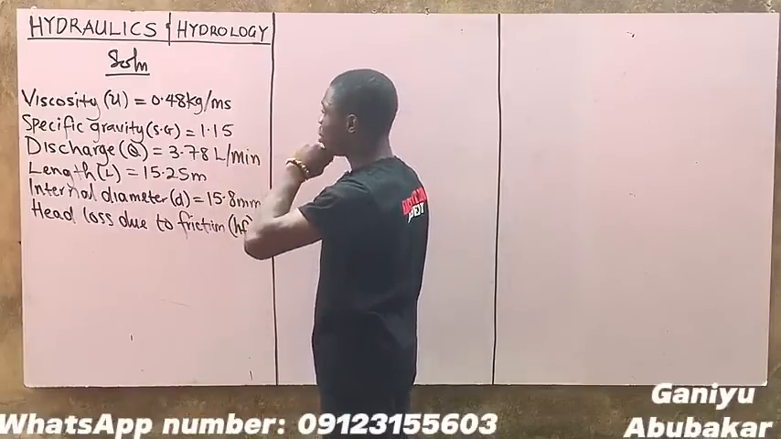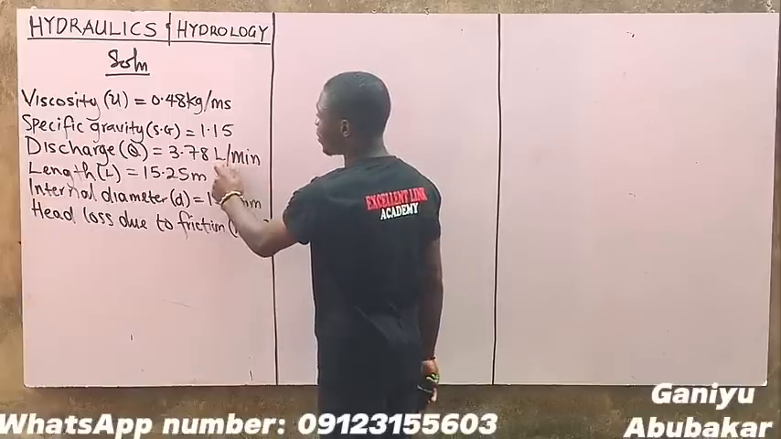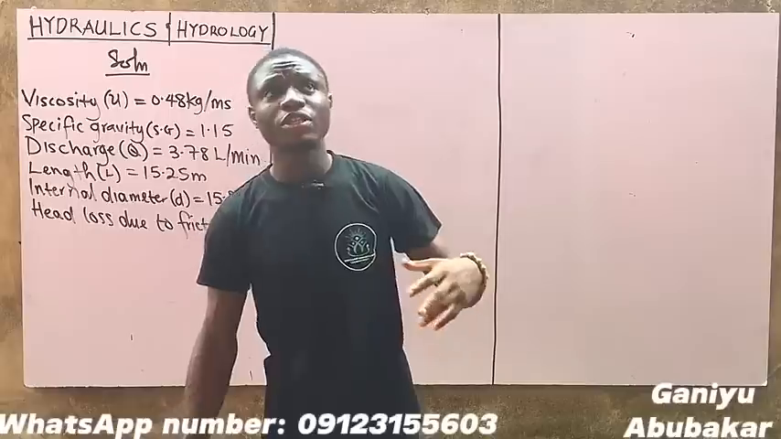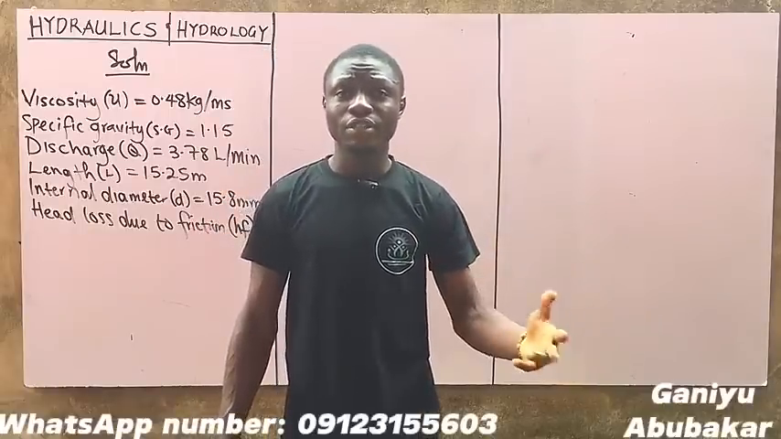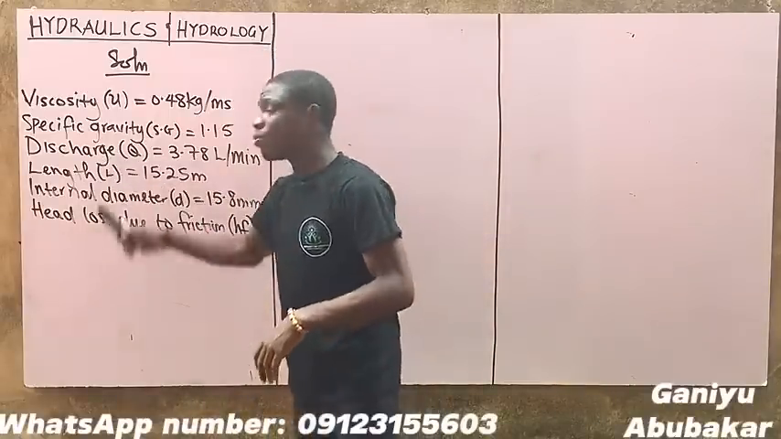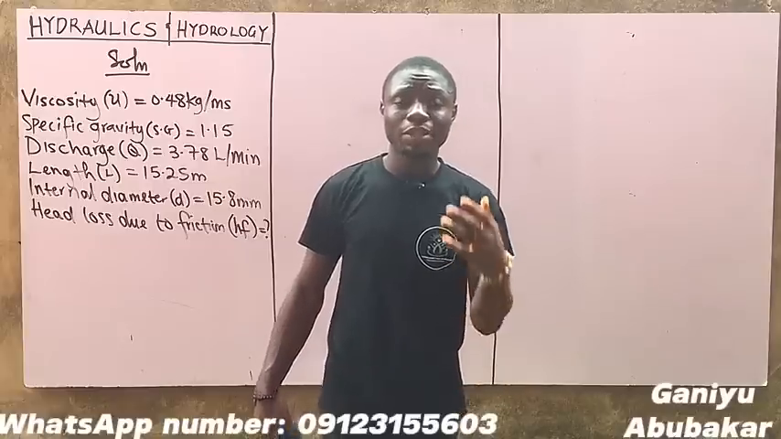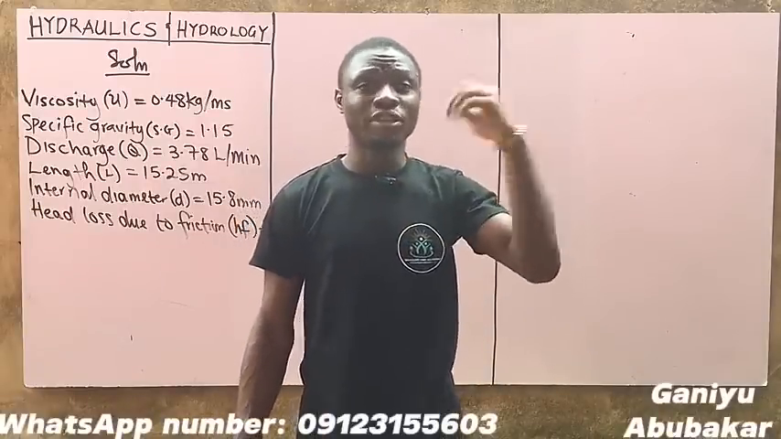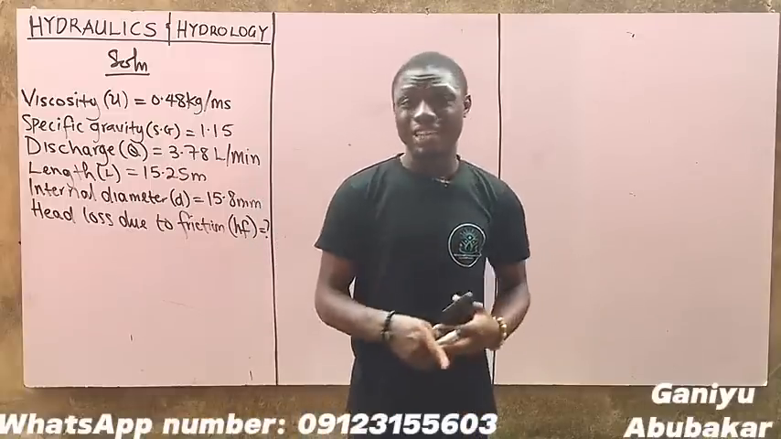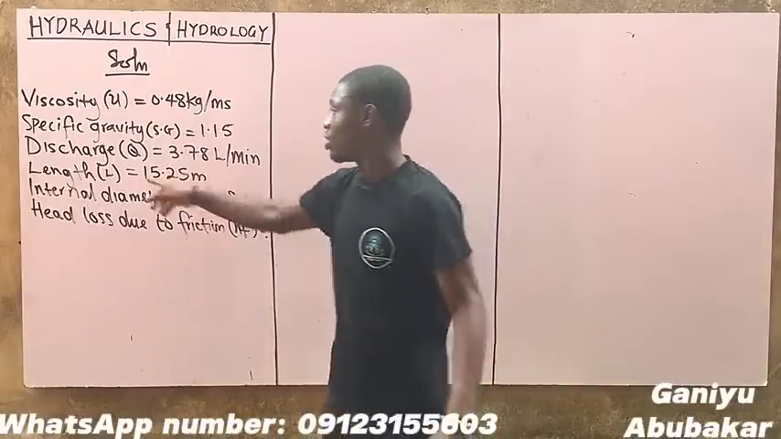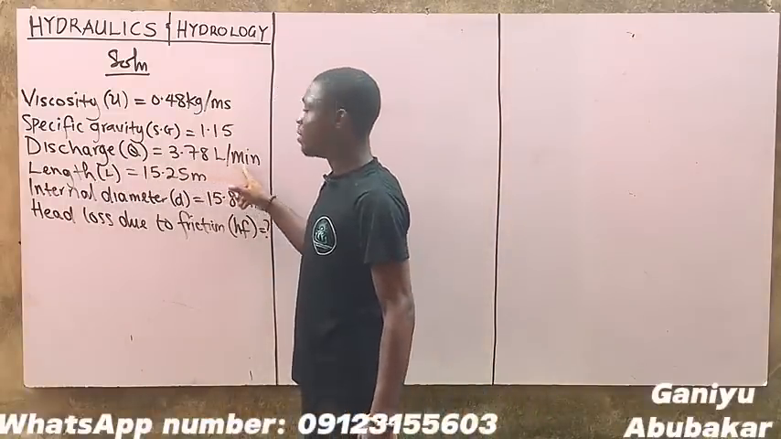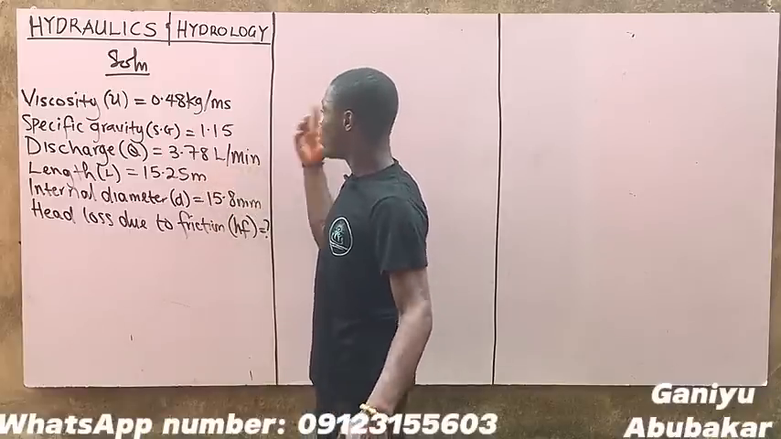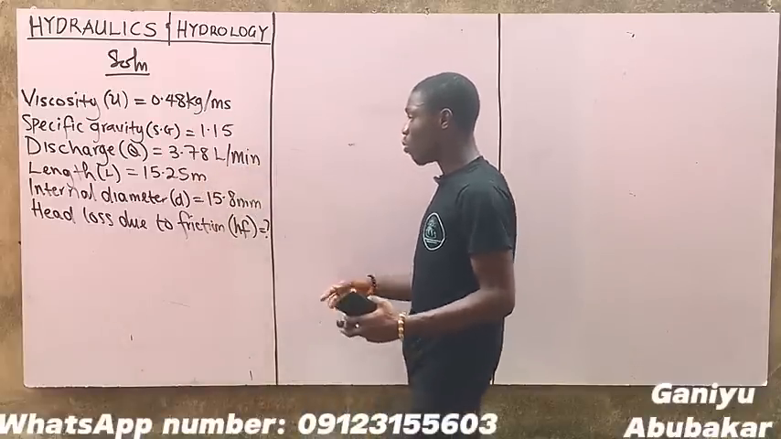When you are done with that, you have to convert your discharge Q. Discharge is simply the rate of volume, also called volume flow rate. It is the ratio of volume over time, so the SI unit is meter cube per second. From liter per minute, convert it to meter cube per second. When we are done with the conversion, you are good to go.